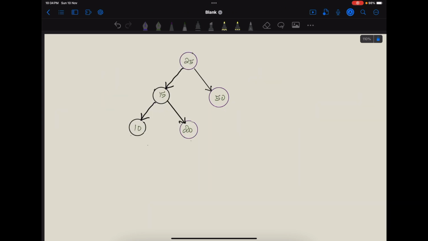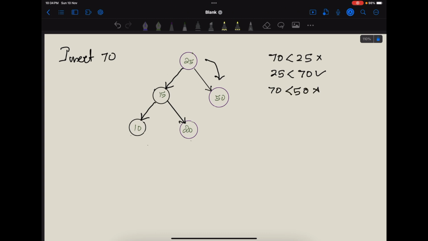Now I am going to insert the number 70. Where will the 70 be placed? First you have to compare with the root node. Is 70 lesser than 25? The condition fails. Then come to the right hand side. In the right hand side we check whether 25 is lesser than 70. The condition becomes true. If it is true, control comes to the right hand side and the 50 is there. First compare: is 70 lesser than 50? The condition fails. Then come to the right hand side: 50 is lesser than 70, the condition becomes true.